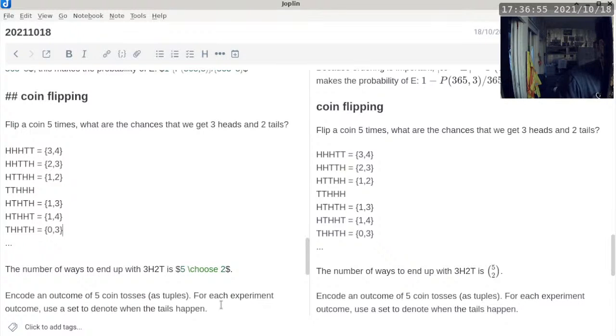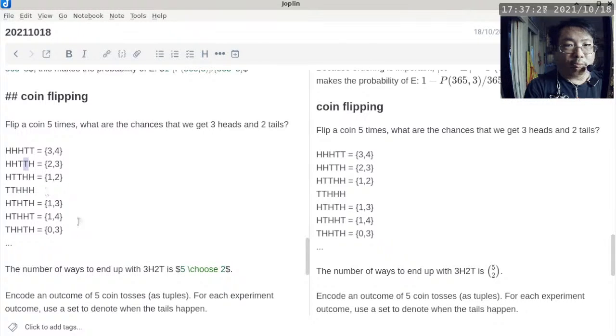Yes, complement with the E. Okay, so the 3 is the index of one of the tails, and then the 4 is the index of the other tail. The 2 is the index of the first tail, and then the 3 is the index of the second tail. Is that okay, Jonathan? Okay, all right.